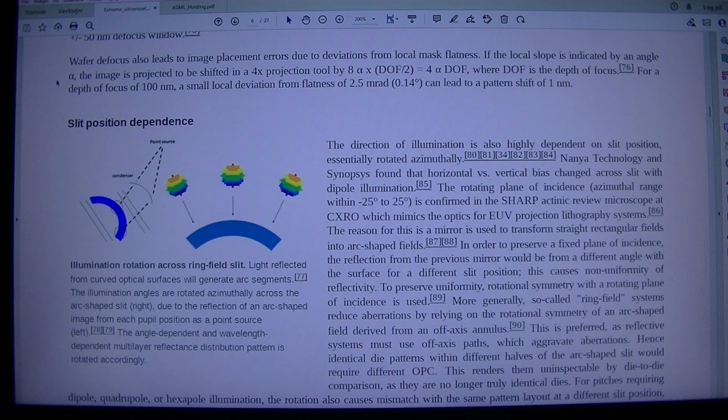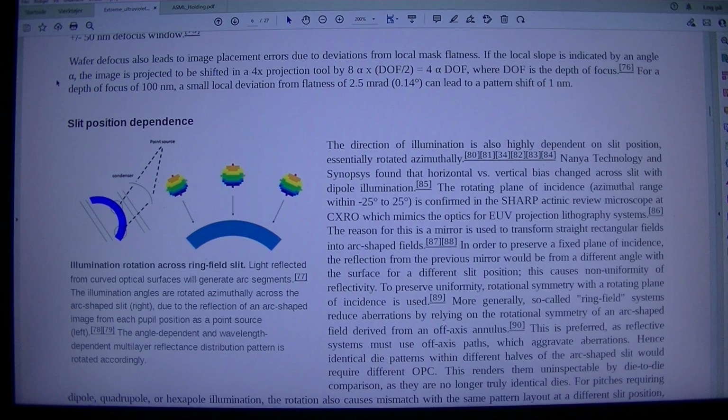DOF/2 equals 4 alpha DOF, where DOF is the depth of focus. For a depth of focus of 100 nm, a small local deviation from flatness of 2.5 mrad, 0.14 degrees, can lead to a pattern shift of 1 nm.